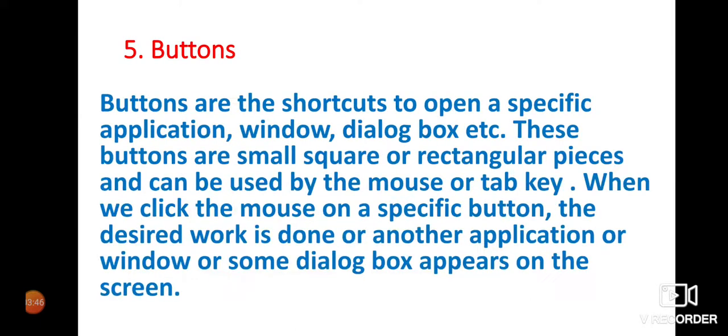Fifth is buttons. Buttons are shortcuts to open a specific application, window, dialog box, etc. These buttons are small square or rectangular pieces and can be used by the mouse or tab key. When we click the mouse on a specific button, the desired work is done, or another application, window, or dialog box appears on the screen.